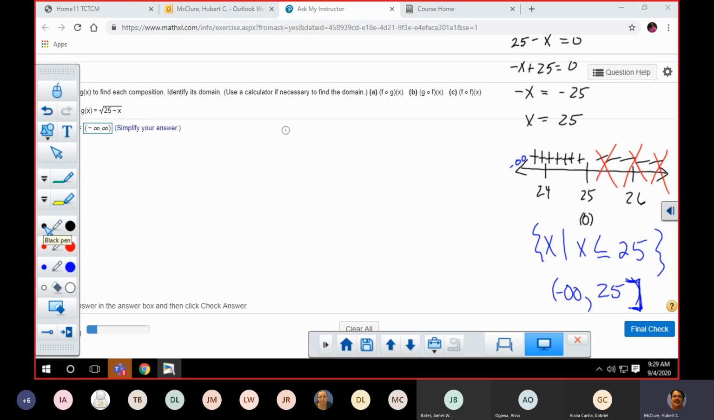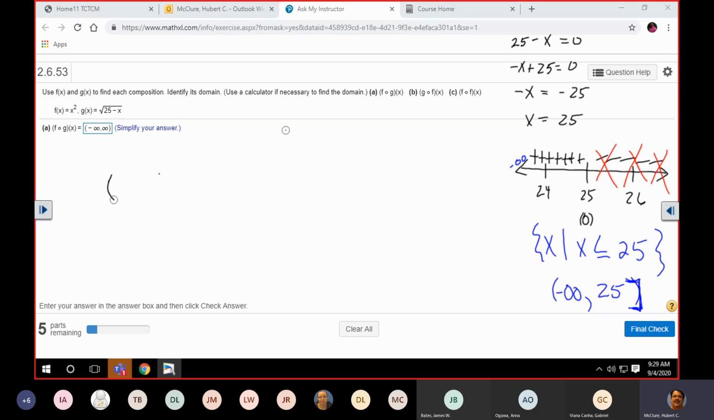F composed. So I'm going to rewrite F as a big set of parentheses and plug in the square root of 25 minus x. Of course, I can't use certain numbers in there, because it'll blow the function up. I can't use 26. If I use 26, you can't take the square root of a negative number, and therefore I can't square it. You have to do what's inside the parentheses first, then the exponent.